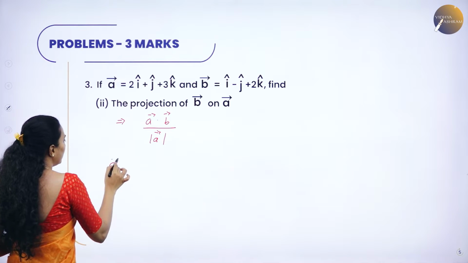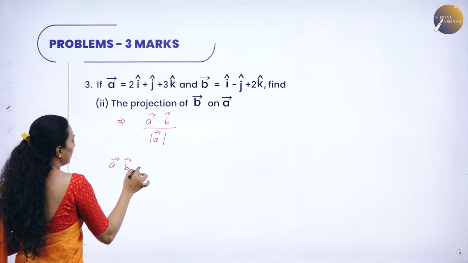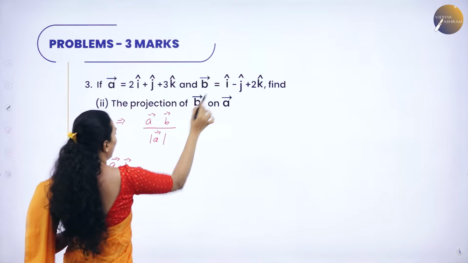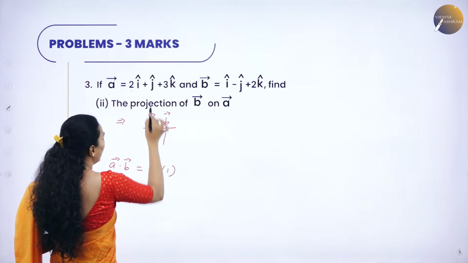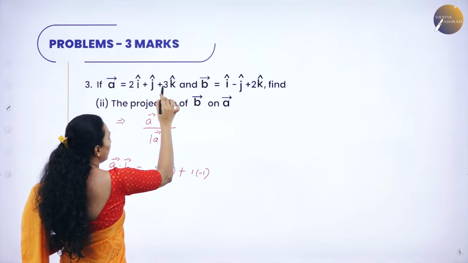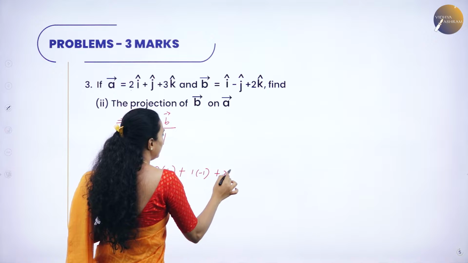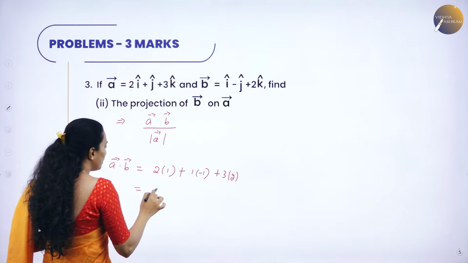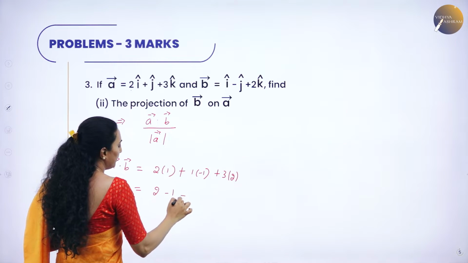So, you know already how to find out A vector dot B vector. Once again, let me do it: 2 into 1, again 1 into minus 1, again 3 into 2. So which will be 2 minus 1 plus 6.